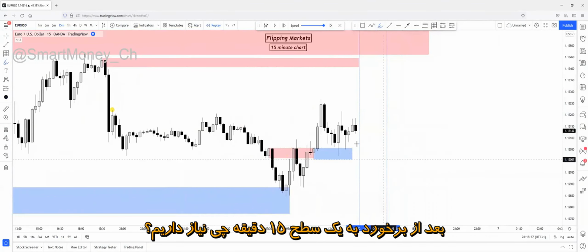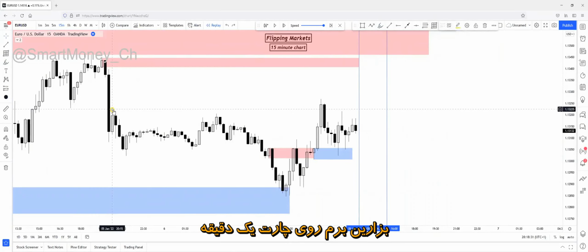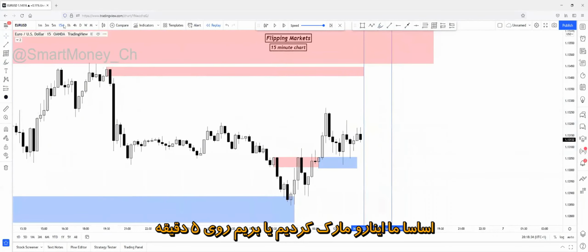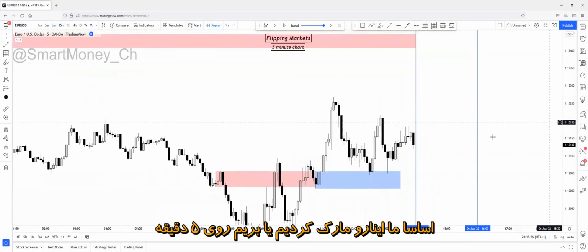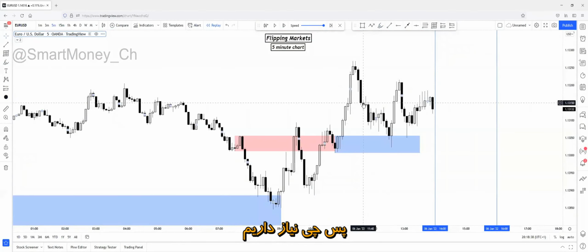Okay, what do we need after a 15-minute zone tap? Let me just switch to the 5-minute chart. So what do we need after a 15-minute zone tap? What are we aiming for?